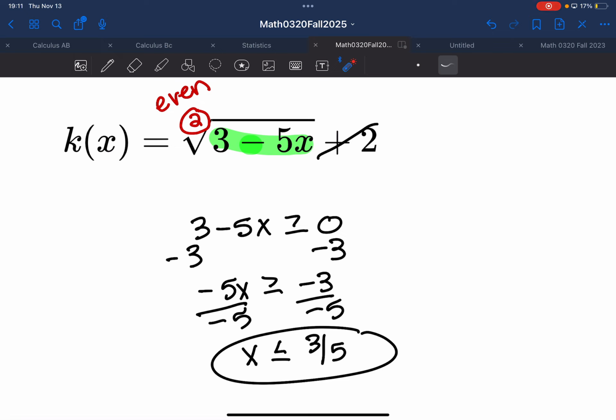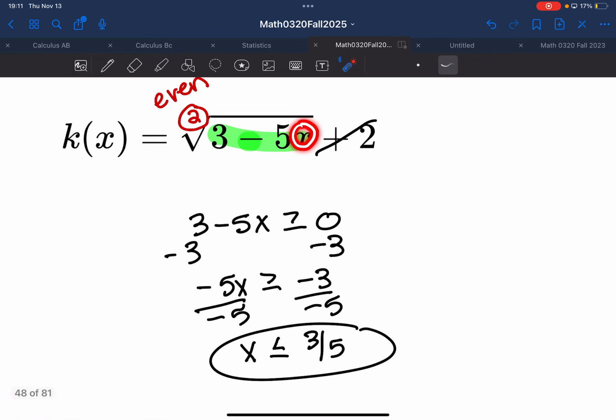So what this means is, and we can test this by checking numbers smaller than 3/5. So for example, if I check 0, 0 is smaller than 3/5, and I plug 0 into this x value right here, 5 times 0 would be 0, and 3 minus 0 is 3, and is 3 positive or negative? Positive, so we know it works.